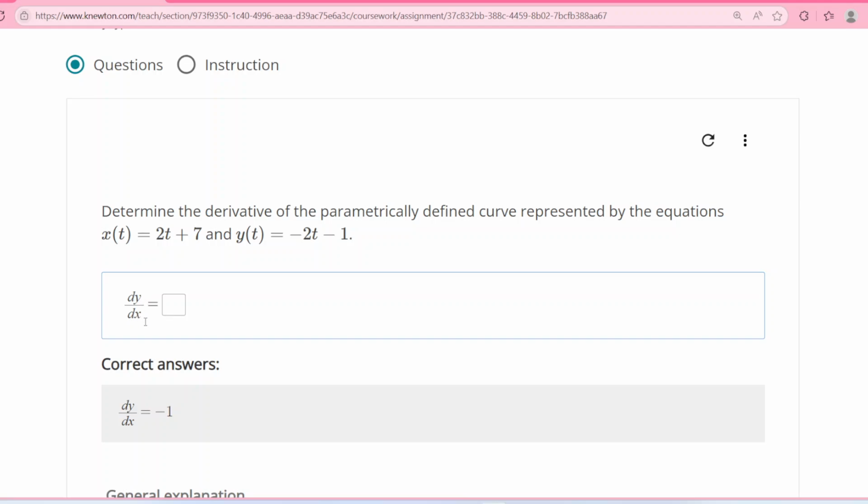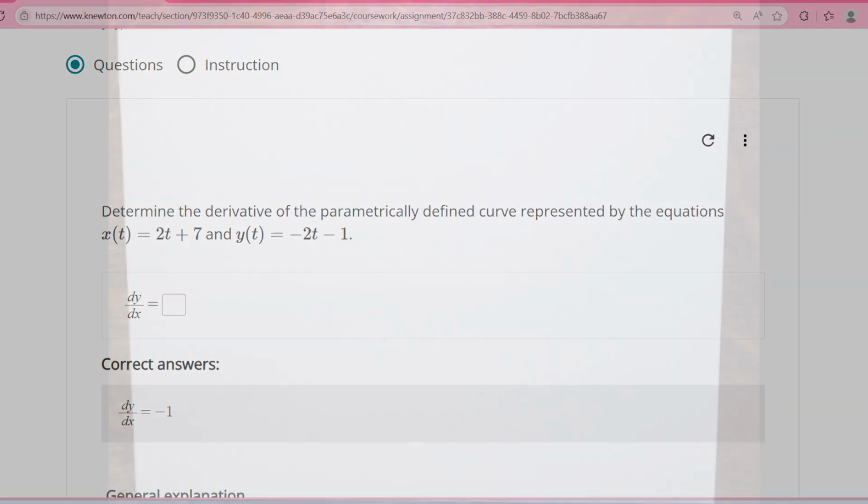Remember, this was the derivative of y with respect to x, the slope of the tangent line to the rectangular equation's curve, if we were to eliminate the parameter and write a rectangular equation with just x and y and find y prime or dy over dx. That's what this represents, right? The slope of the tangent line at any point on this curve. So let's go to some paper here.